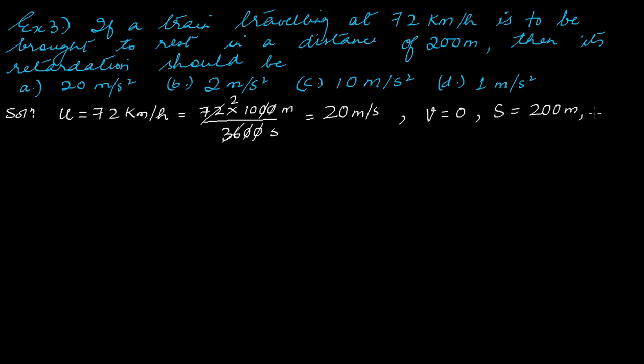Then its retardation, that means a is how much? Can you think of a formula that connects v, u, s and a? Which formula we use? We use v square is equal to u square plus 2as. So from here you put the values, then you can find the value of a. A here will come out to be negative, because it is a retardation. So I want you to complete this by yourself.